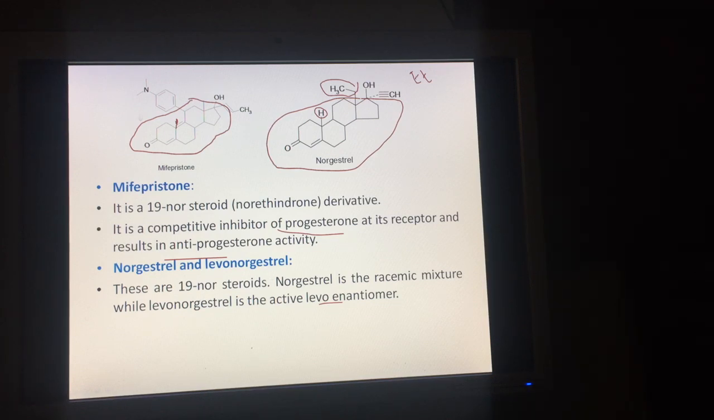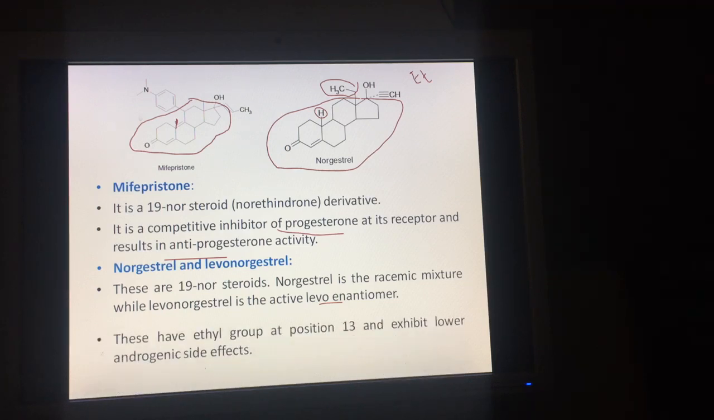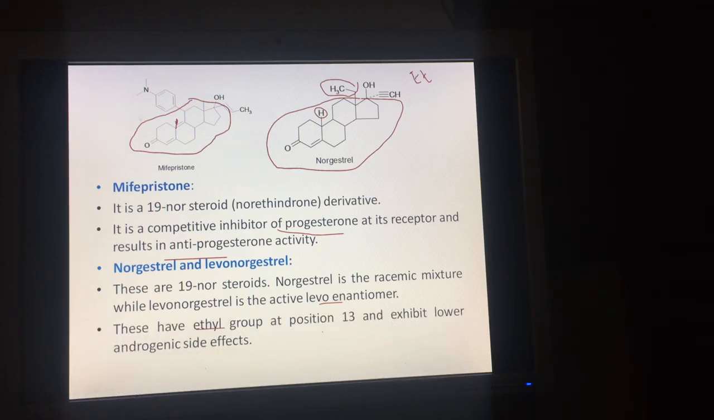These have an ethyl group at the 13th position. This is position number 13, and they exhibit lower androgenic side effects. Now norgestrel is used as an oral contraceptive. Likewise, levonorgestrel is also used. However, levonorgestrel is also used in the birth control implants. So this was about the drugs of oral contraceptives in the syllabus. Now coming to the drugs for treatment of erectile dysfunction.